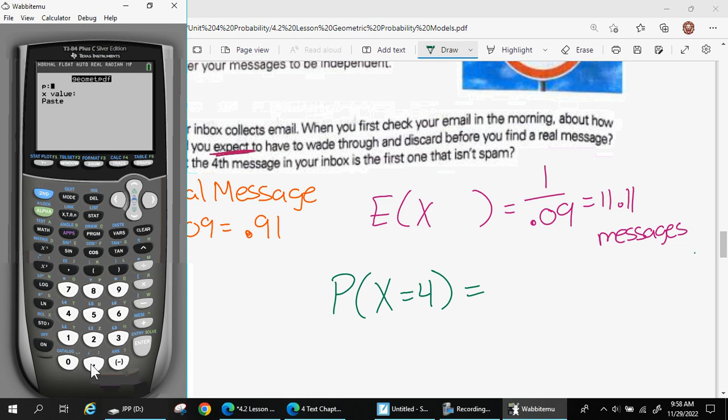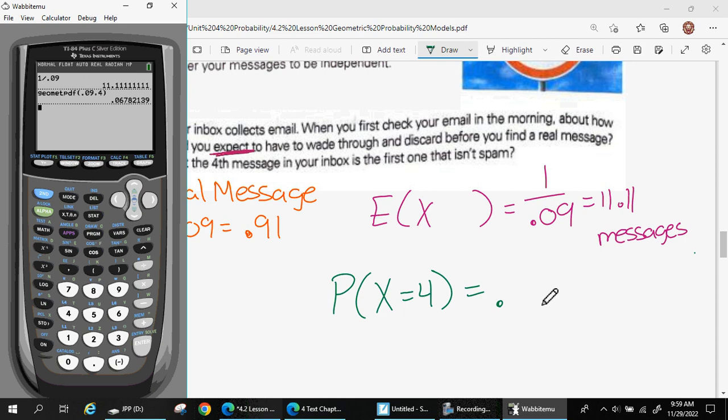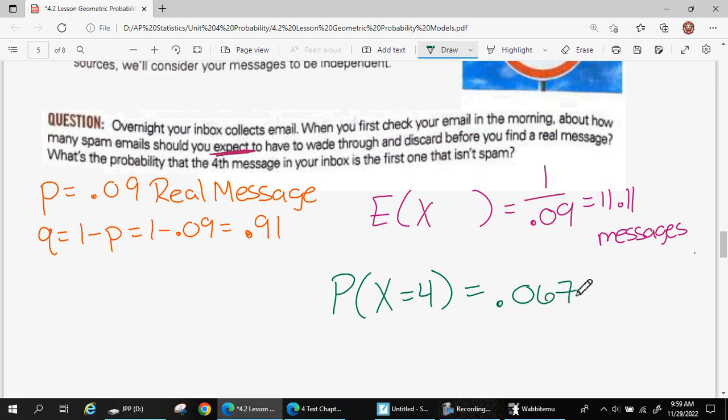And we'll tell the calculator our probability of success P is 0.09. Our X value comes from right here. We want to know our fourth message is our first legit message. And then it's going to put that in there. We hit enter one more time, and it gives us a probability. 0.0678. I like to go 4 decimal places.